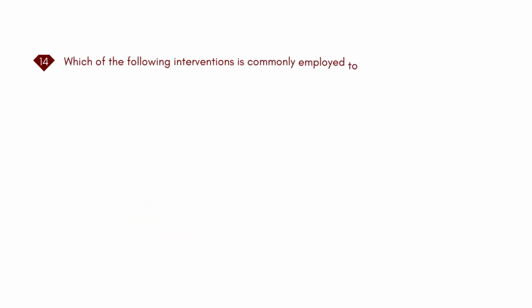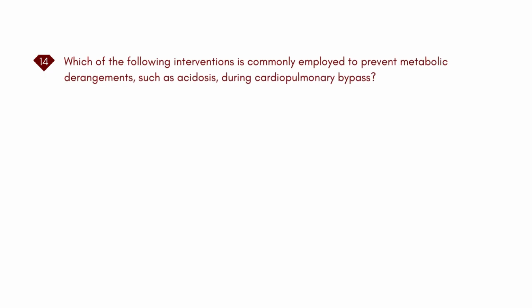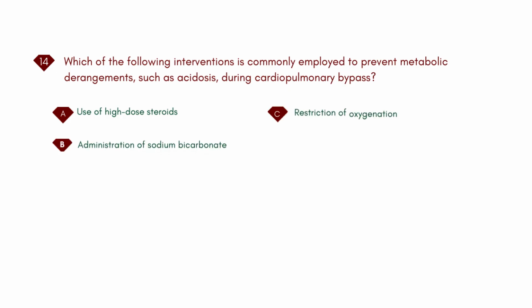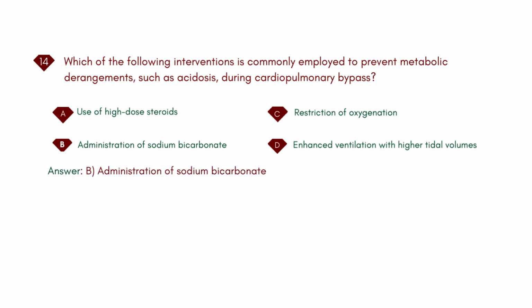Which of the following interventions is commonly employed to prevent metabolic derangements, such as acidosis, during cardiopulmonary bypass? A. Use of high-dose steroids. B. Administration of sodium bicarbonate. C. Restriction of oxygenation. D. Enhanced ventilation with higher tidal volumes. Answer: B. Administration of sodium bicarbonate.